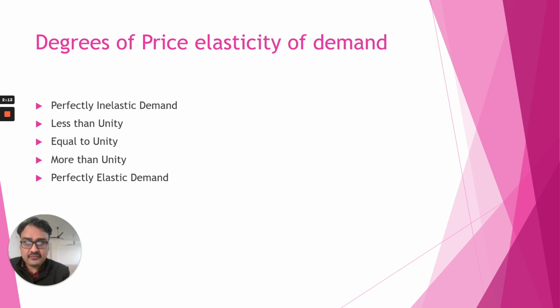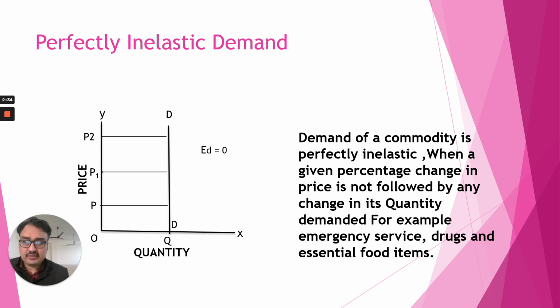There are 5 degrees of price elasticity of demand, namely perfectly inelastic demand, less than unity, equal to unity, more than unity, and perfectly elastic demand. One by one, I will discuss all the degrees of price elasticity of demand. First of all, perfectly inelastic demand. Demand of any commodity will be perfectly inelastic when there will be no change in quantity demanded of the commodity after the change in its price.